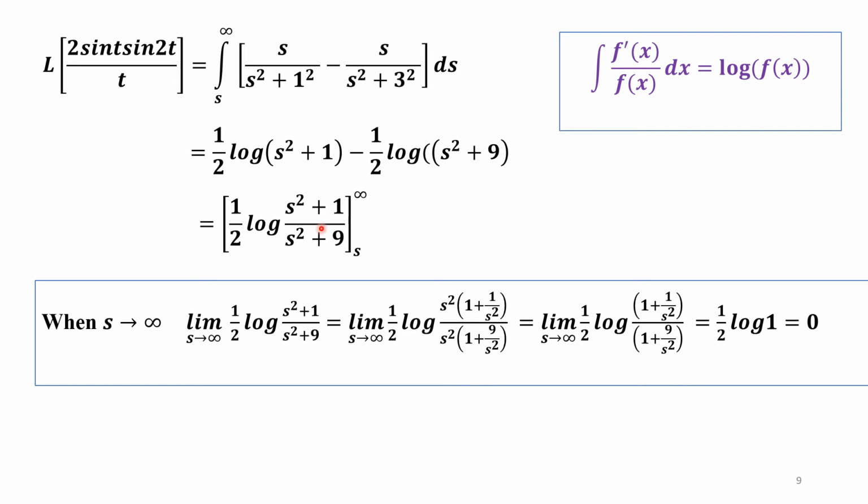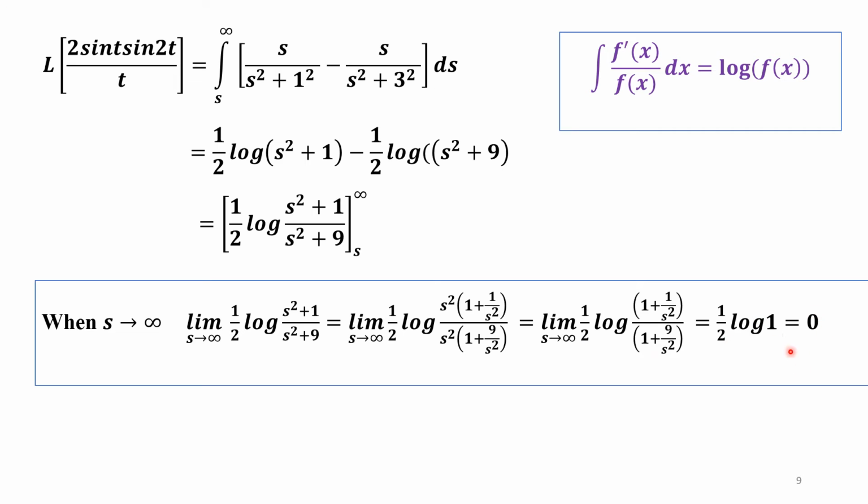Whenever we apply the limit s equal to infinity, this s term has to get cancelled, because when I apply s equal to infinity, we will not get a proper value. We will have the indeterminate form. That is why we have to remove this s square. Now, how to cancel this s square? Take s square outside from the numerator as well as from the denominator, cancel this s square, and then reduce, put s equal to infinity.